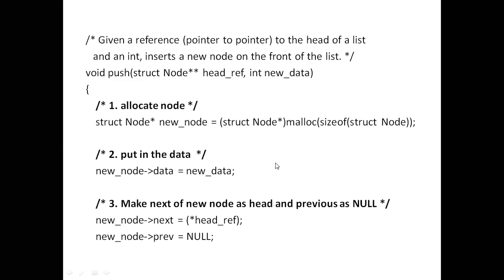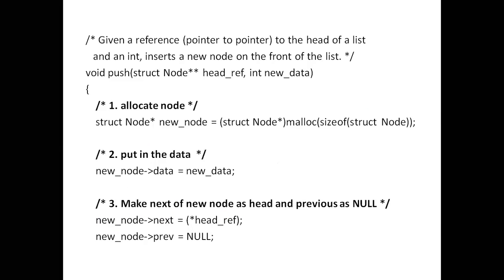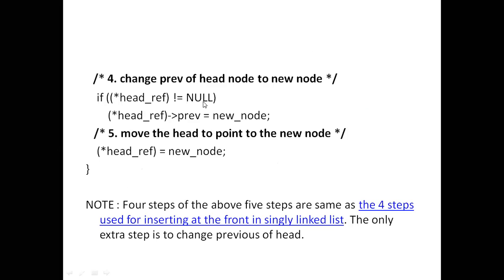Next, shall we discuss the code? If you understand this, addition at the end, addition after or before are easy for you. So this is called the 5-step process. That's why I told you. The function takes the head of a list and an int and inserts a new node on the front of the list. So they told you push, so I have used the same method push. It's a method, so I have to pass the argument. So guys, here, wait.